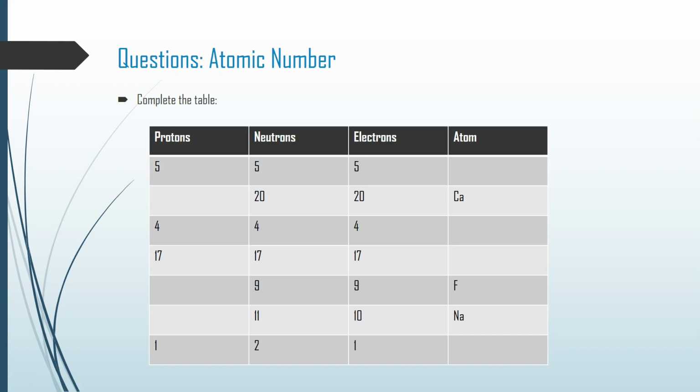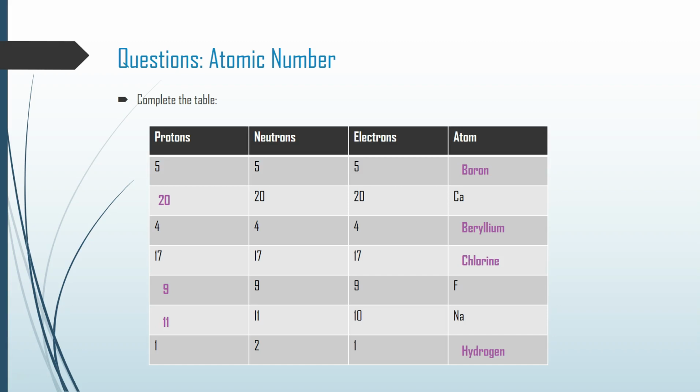So as we can see here on the left hand side, we have our protons, neutrons, electrons, and atom across the headings. So if we look here on the first one, we have 5 protons, 5 neutrons, and 5 electrons. So that will mean that the atom will be boron if we look that up on our periodic table. So what I'd like you to do is actually pause the video and complete this table by using your periodic table, and then come back and check your answers.